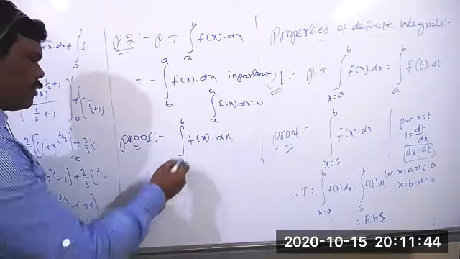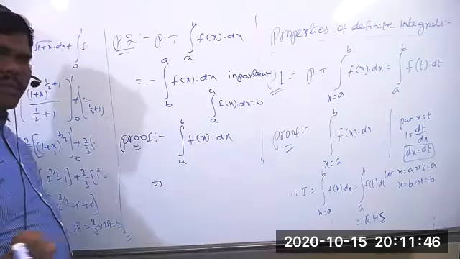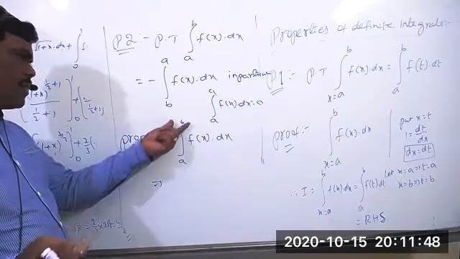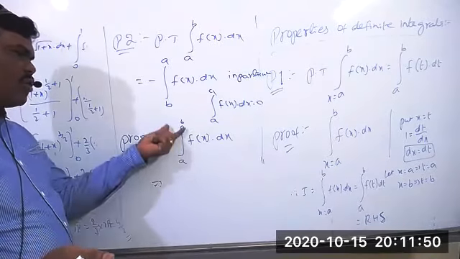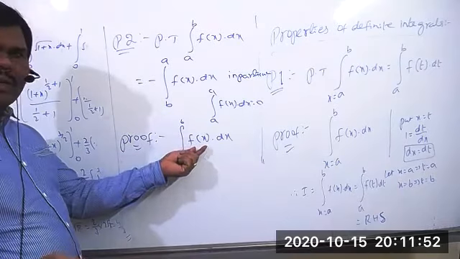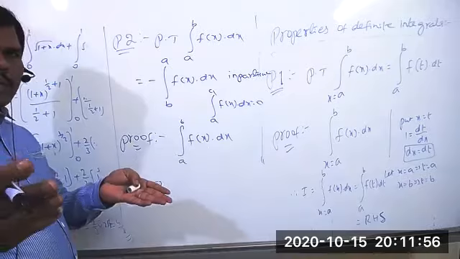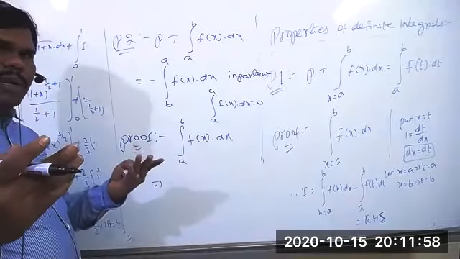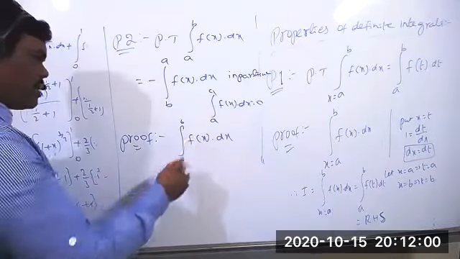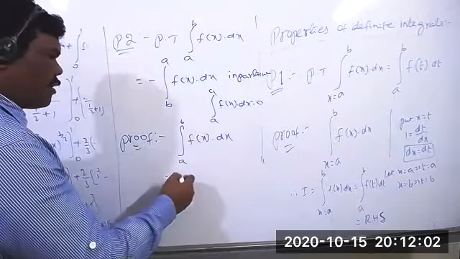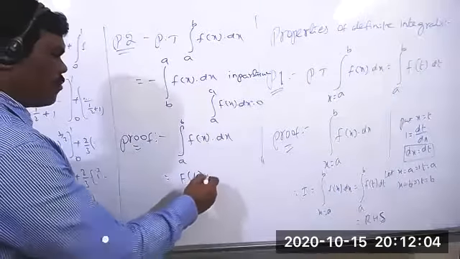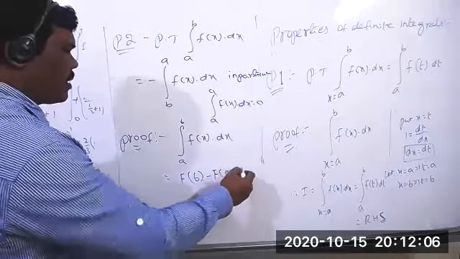We know very well that by definition of a definite integral, upper limit minus lower limit, the integration of a to b f of x equals capital F of x from a to b. That means capital F of b minus capital F of a. It is equal to F of b minus F of a. Equation number 1.